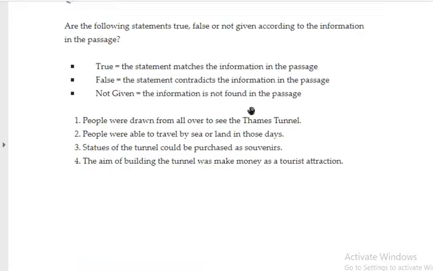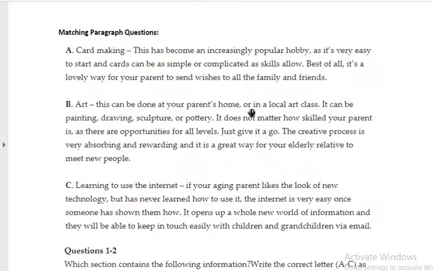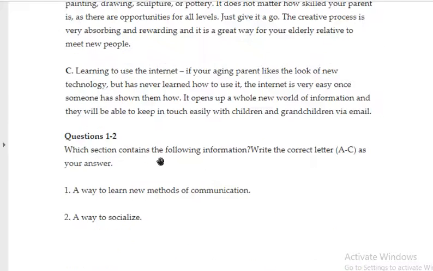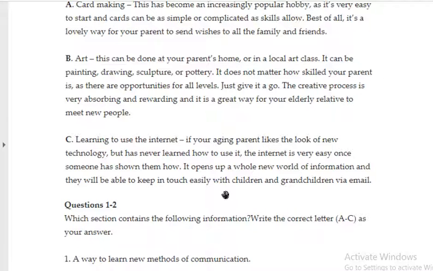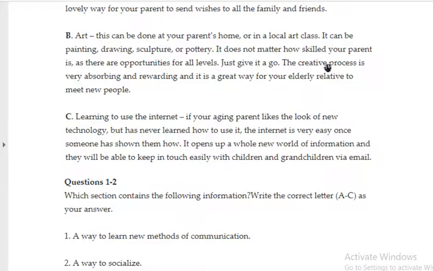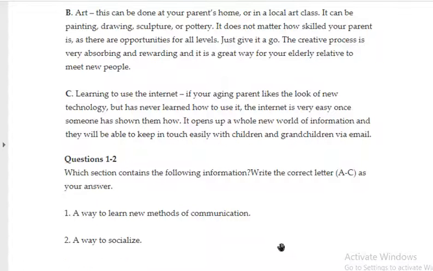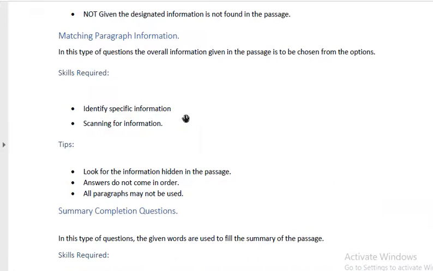Let's go to the example, and the example is card making. This is paragraph A, paragraph B, paragraph C, and which section contains the following information? Write the correct letter. So, a way to learn new methods of communication. So now you have to find this information in all these 3 paragraphs. Let's say for example paragraph C has a way to learn new methods of communication, so C is the right answer. So you are supposed to find this specific information in the paragraph.